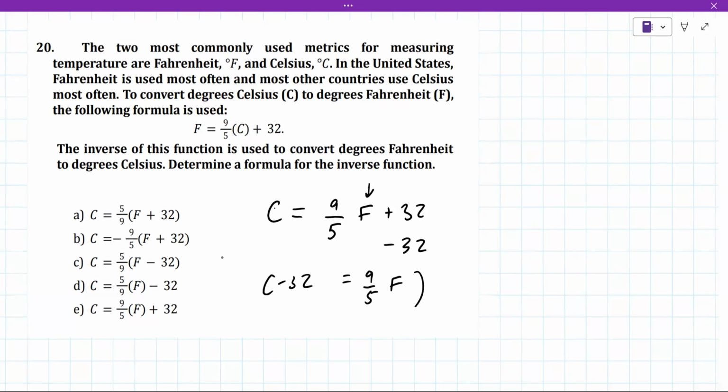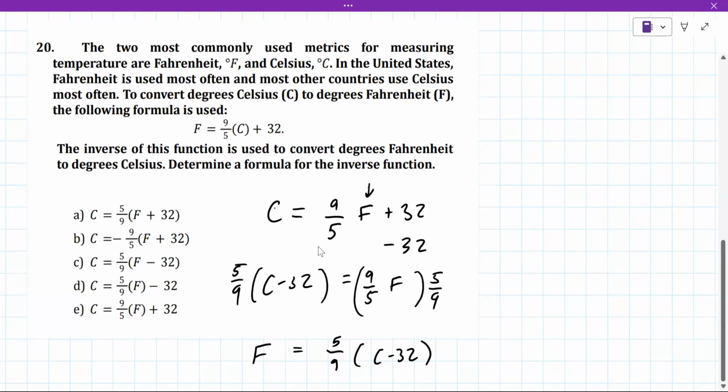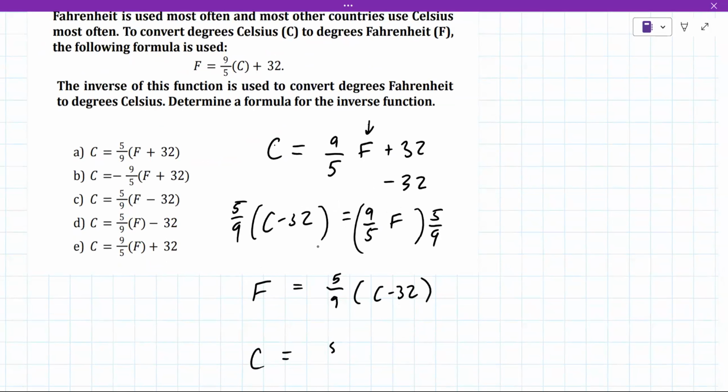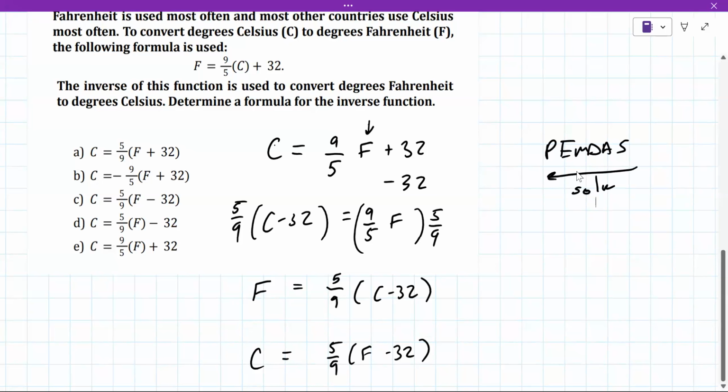So the next thing is to multiply by 5 over 9. You're multiplying both sides by 5 over 9. So you end up getting, just flipping the sides here, F equals 5 over 9, C minus 32. And then in your class, you have to flip the variables back again. So C is equal to 5 over 9, F minus 32. This is really an order of operations problem. You have to know when you're solving to undo in this direction: addition and subtraction before multiplication and division.